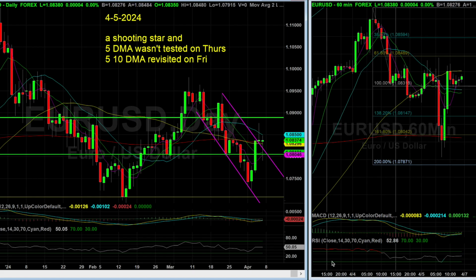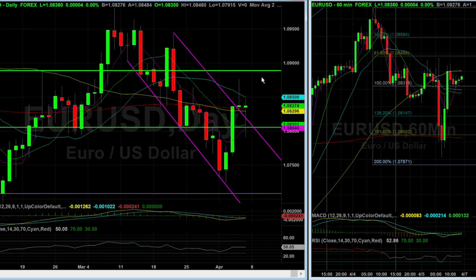April 5, 2024. We're looking at the euro US dollar and today's performance. Euro had a follow through of yesterday's shooting star. On Thursday there was a shooting star, and yesterday there was a shooting star. It didn't test the 5-day and 10-day moving average.